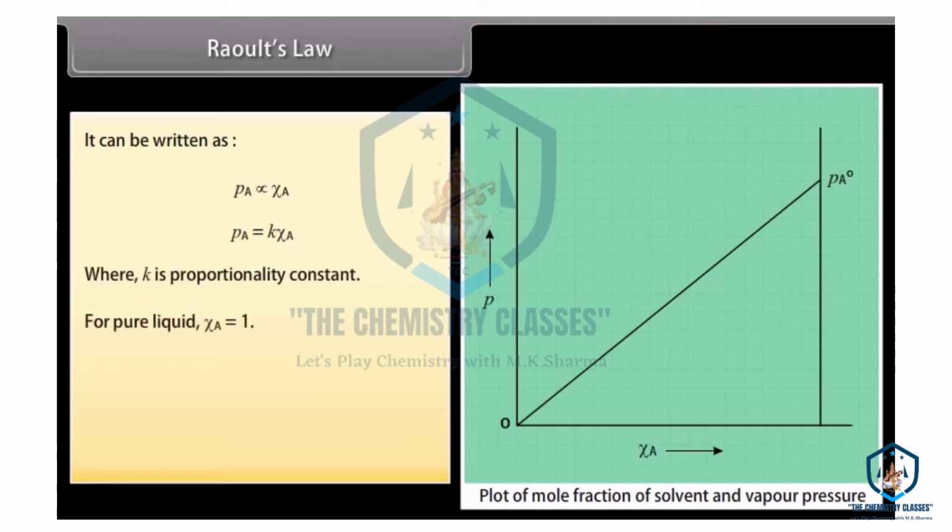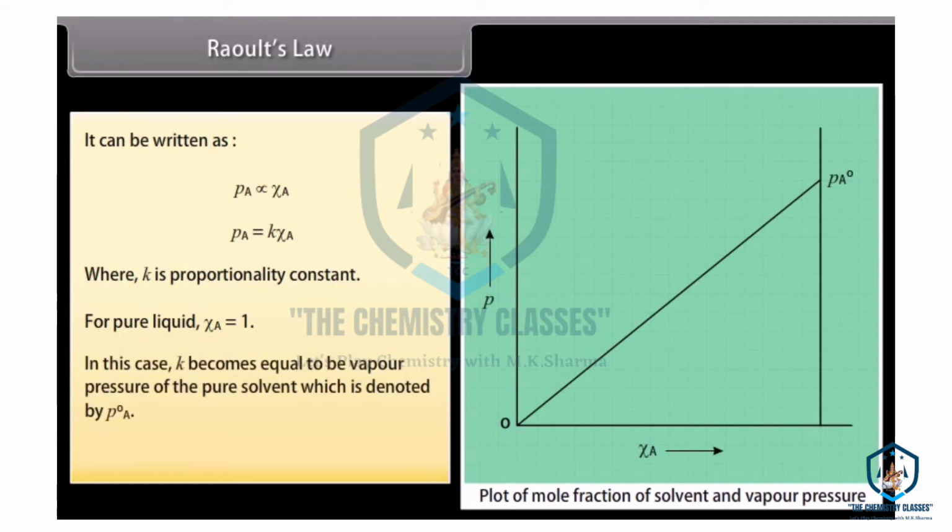For pure liquid, XA is equal to 1. In this case, K becomes equal to vapor pressure of the pure solvent, which is denoted by PA naught. Thus, PA is equal to PA naught into XA. For solutions obeying Raoult's law at all concentrations, its vapor pressure would vary linearly from 0 to the vapor pressure of pure solvent.